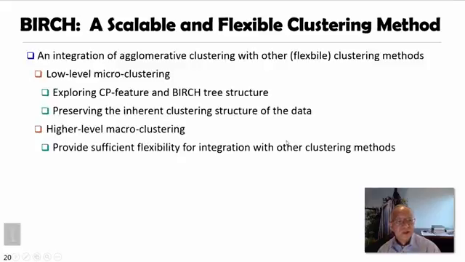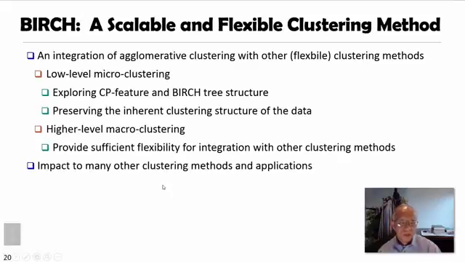So we can see BIRCH is an interesting algorithm because it is an integration of agglomerative clustering with other flexible clustering methods. At the low level, we do microclustering. We exploit the CF feature and BIRCH tree structure. It preserves the inherent clustering structure of the data. At the high level, we do macroclustering. It provides sufficient flexibility for integration with other clustering methods. This method has impacted many other clustering methods and applications for large data sets.